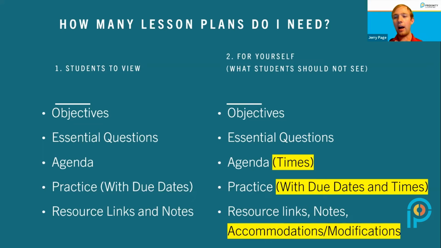So here, what I usually put into it for yourself, for the teacher copy, what I would call copy number 2, whatever you want to call it, you have the objectives. It should be pretty much the same. Same as the essential questions. The agenda should have times. What does that mean? If you're putting down what they're doing today, you might want to put time limits on things.